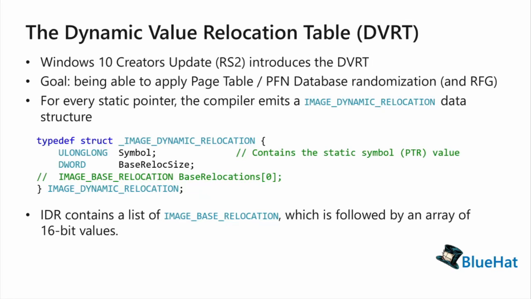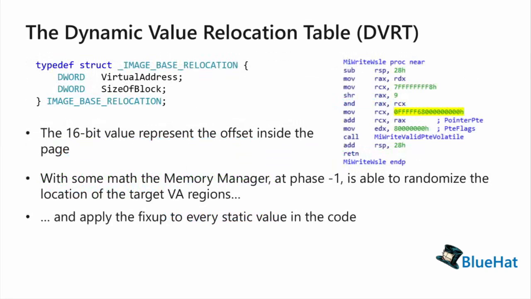How did we do this? The OS needs a way to track every pointer that is stored inside the NT kernel binary. For doing this, the compiler emits an image dynamic relocation data structure for every static symbol. This data structure contains two things. First, the pointer; as we can see, a pointer in kernel mode has the first 16 bits set to 1, because it starts with FFFF. And the second one, the size of the entire structure, because this structure is followed by an image base relocation. This array of image base relocations describes each page of the binary, and it is followed by 16-bit values that contain the offsets.